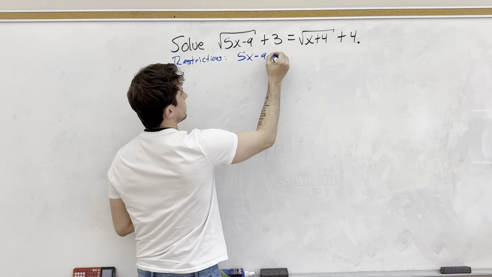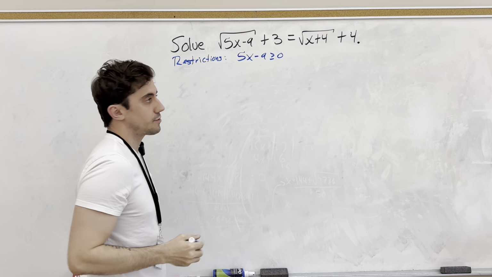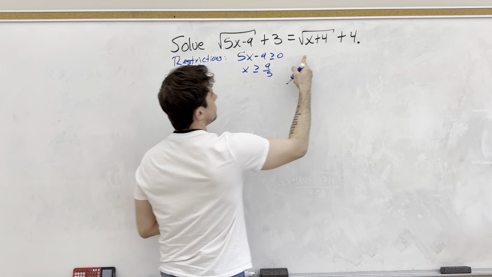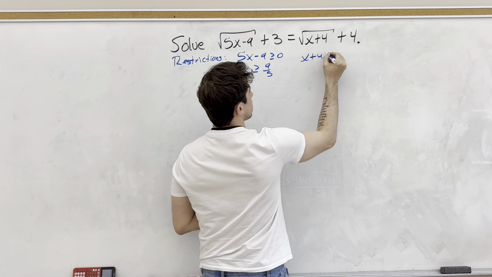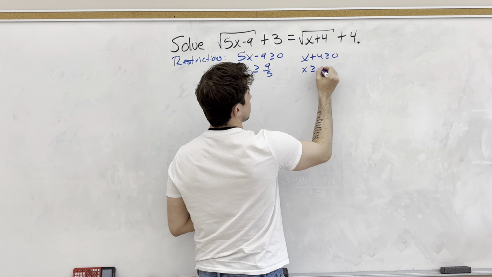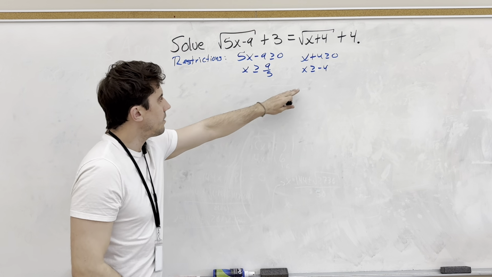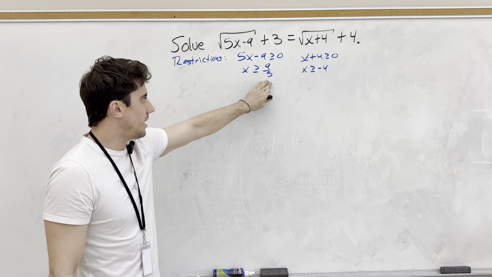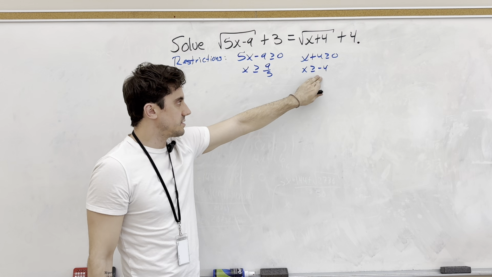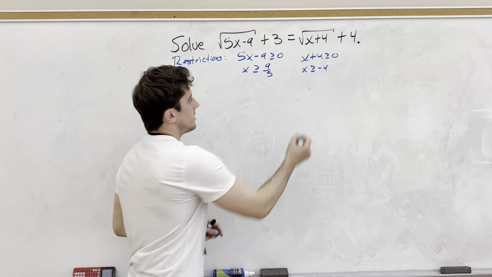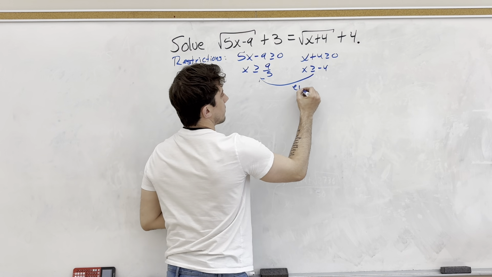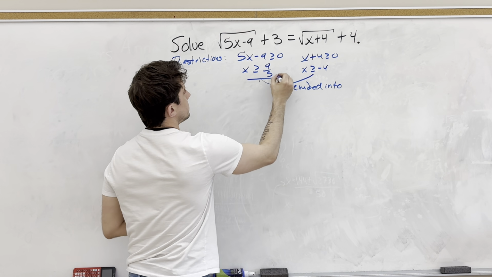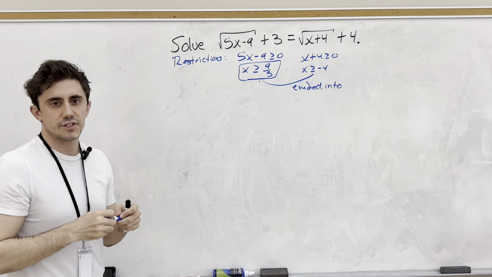So 5x minus 9 first needs to be greater than or equal to 0, and that means that x needs to be greater than or equal to 9 over 5. And we also need x plus 4 to be greater than or equal to 0, and so x needs to be greater than or equal to negative 4. Now, this one is embedded into this one, right? If any value of x is greater than or equal to 9 over 5, which is 1.8, then obviously it satisfies this inequality. And so we can just embed our second one into the first one. Okay, so this is really our conditions on solutions for x.